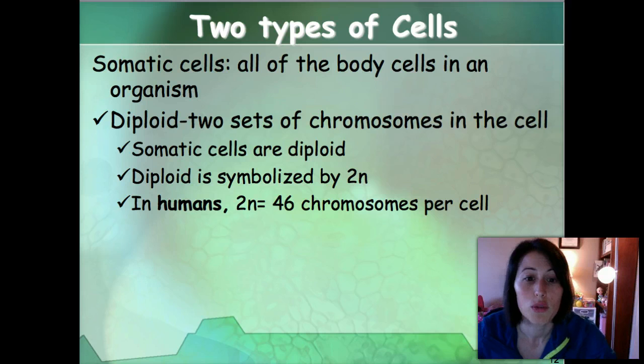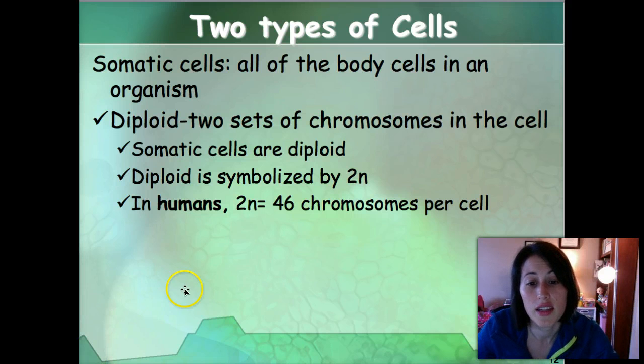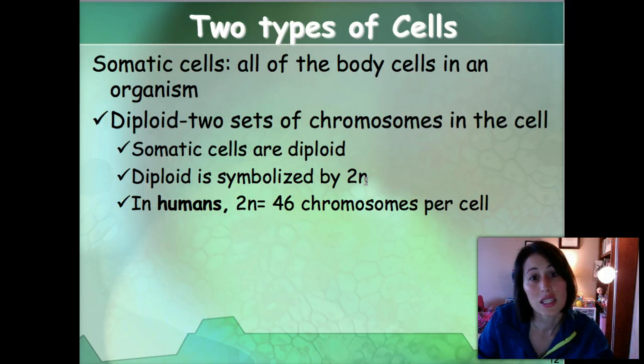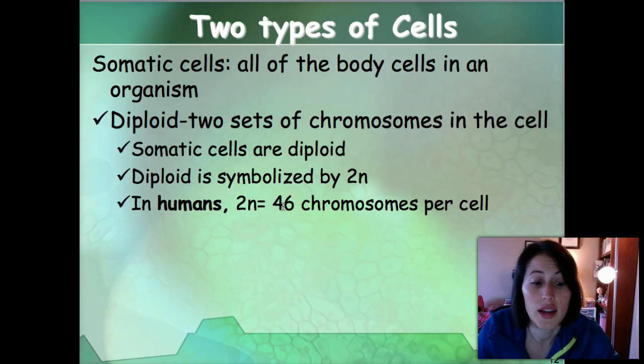They are diploid, which means they have 2 sets of chromosomes in the cell. Every single somatic cell should be a diploid cell, should have 2 sets of chromosomes in that cell. Diploid is symbolized by this number 2n. So anytime you see 2n, that means it's a cell that has 2 sets of chromosomes. It's a diploid cell, so it is a somatic cell. In humans, we have 46 chromosomes per cell, or like I said before, 23 pairs of chromosomes.